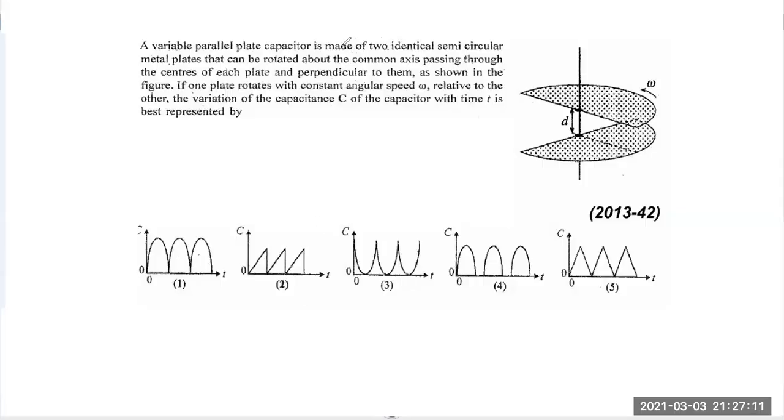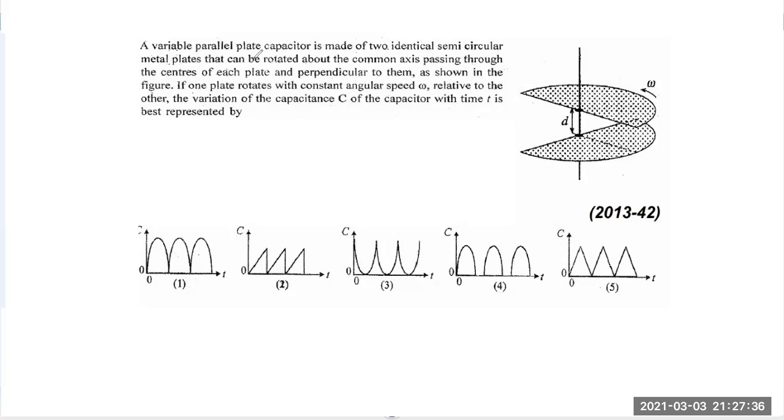Next question is about a variable parallel plate capacitor and how the capacitance of that varies. And there are graphs. So we need to get an equation, or a relationship between capacitance and time, to get an idea. Now there are some graphs which are curved, some graphs which are straight lines, and some graphs where there is a gap. What to consider?